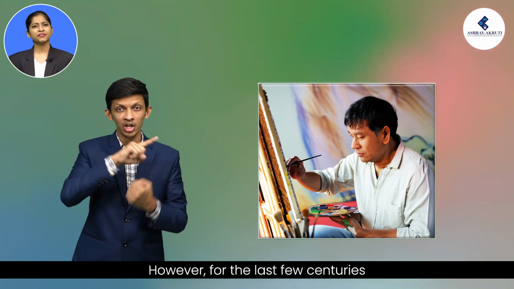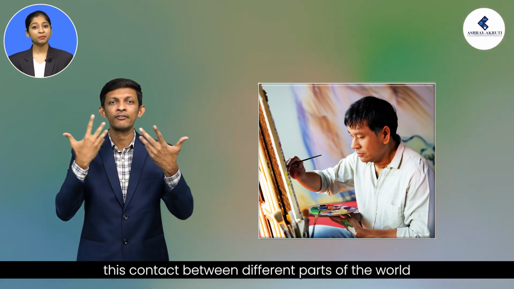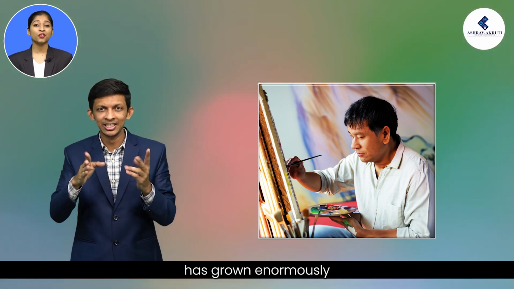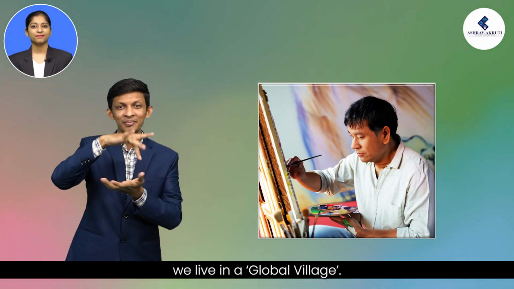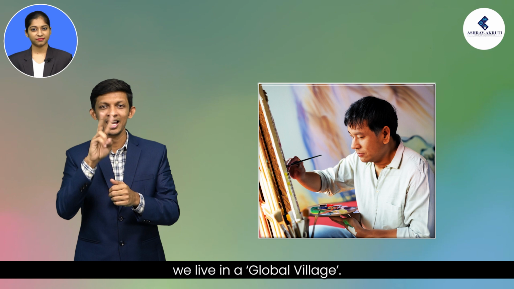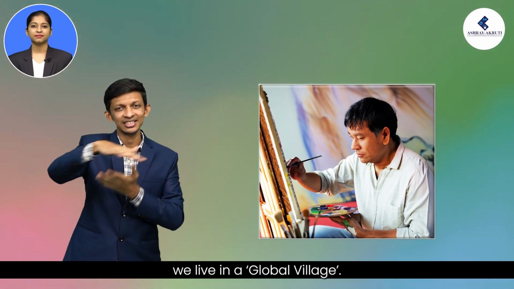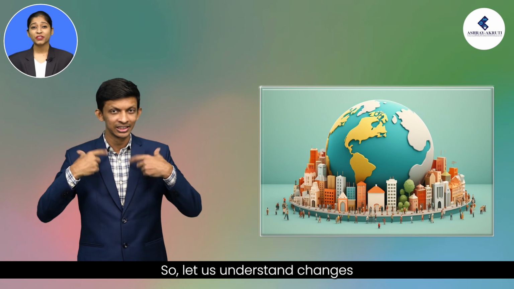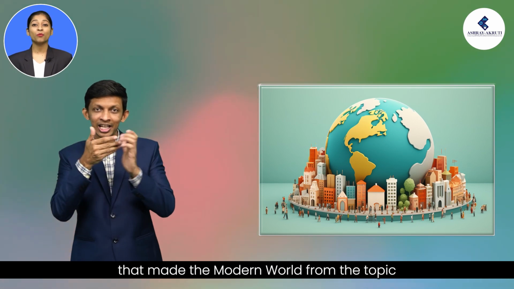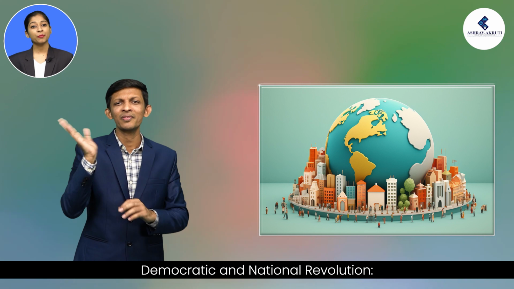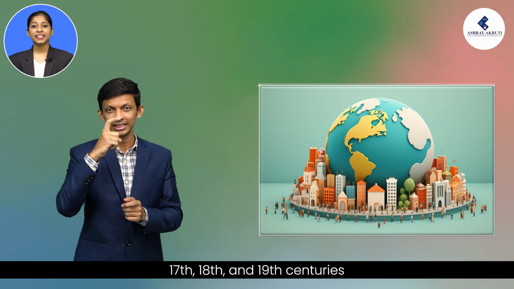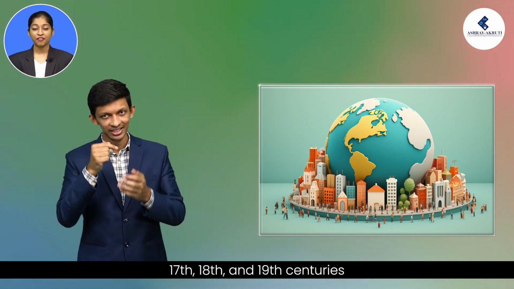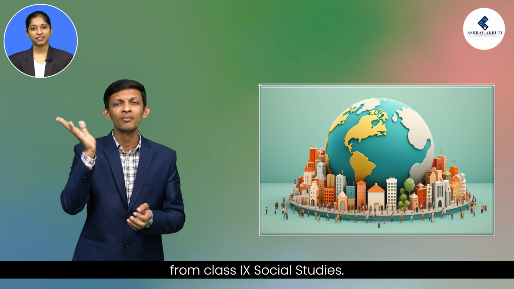However, for the last few centuries, this contact between different parts of the world has grown enormously. It looks like we live in a global village. So, let us understand changes that made the modern world, from the topic democratic and national revolution, 17th, 18th and 19th centuries, from class 9th social studies.